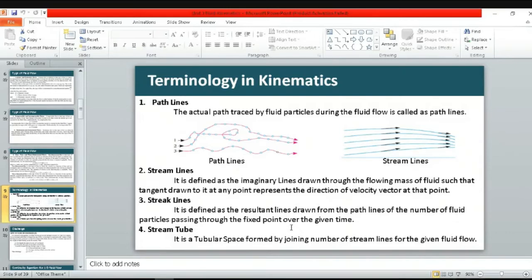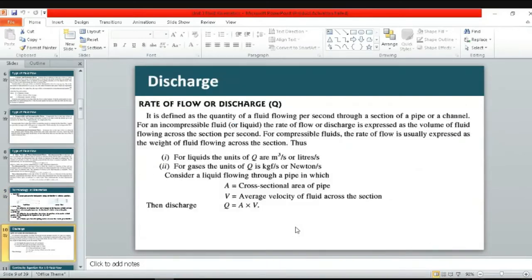Okay. And streak line is nothing but a resultant line formed by a number of path lines passing through a given point in a fixed duration of time. Okay, that is called a streak line. And stream tube is nothing but a tubular space formed by joining a number of streamlines. I think all this we had seen in our last lecture.